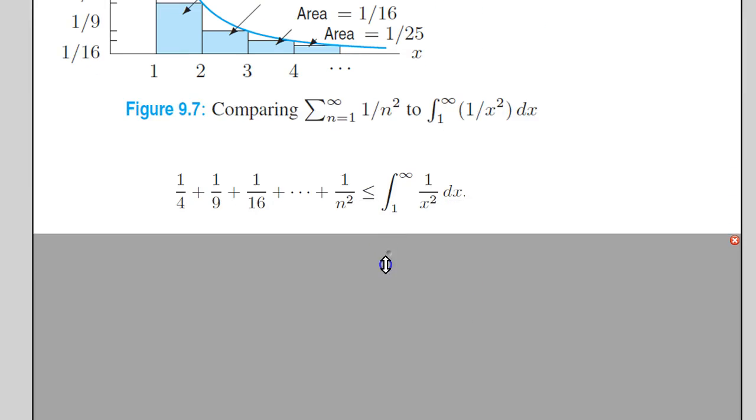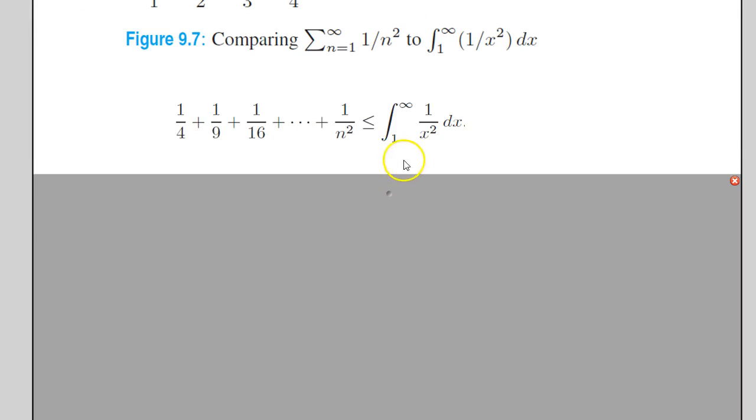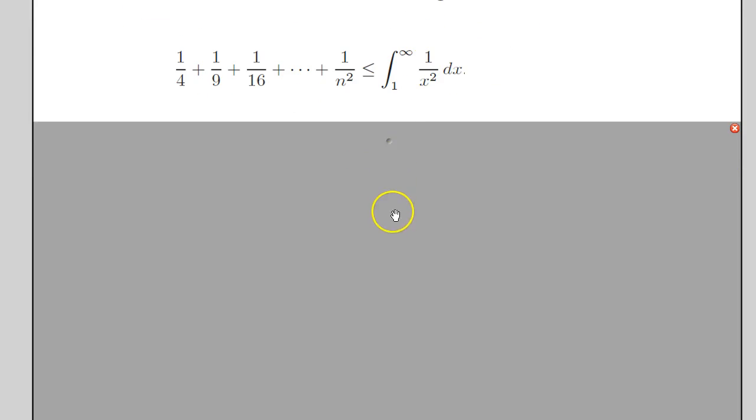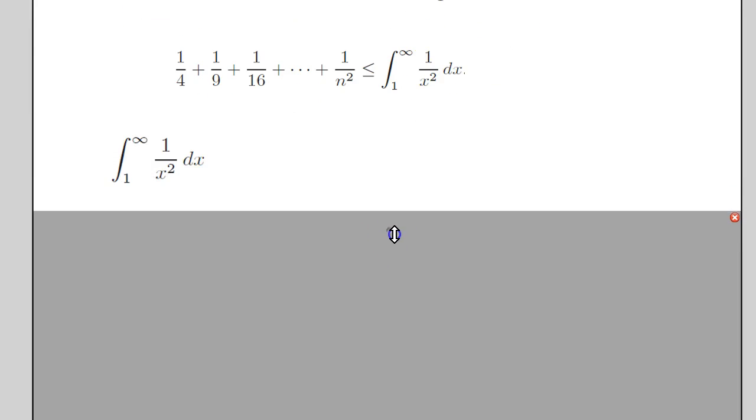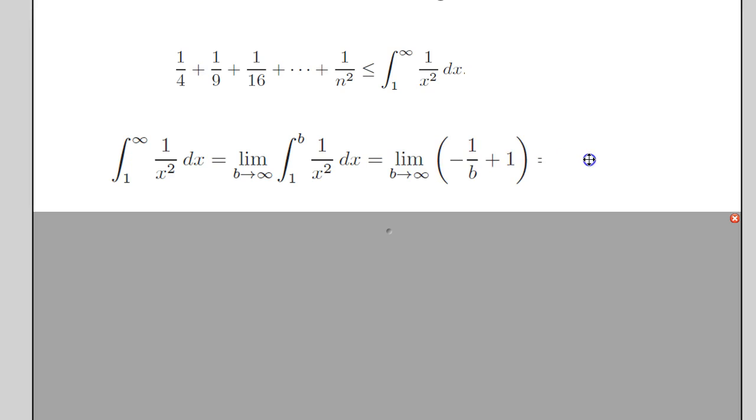So let's simplify this. We're trying to figure out what is the definite integral from 1 to infinity of 1 over x squared dx. So that's when we use our lovely powers of limits, which is the limit as b goes to infinity, since we can't evaluate at infinity directly, we let b go to infinity, and the integral from 1 to b of 1 over x squared dx, what does that look like? Well, it looks like this.